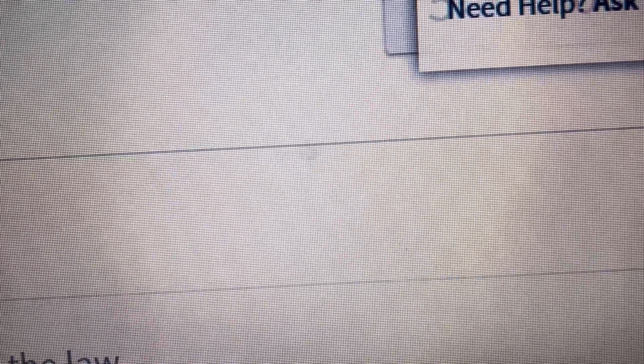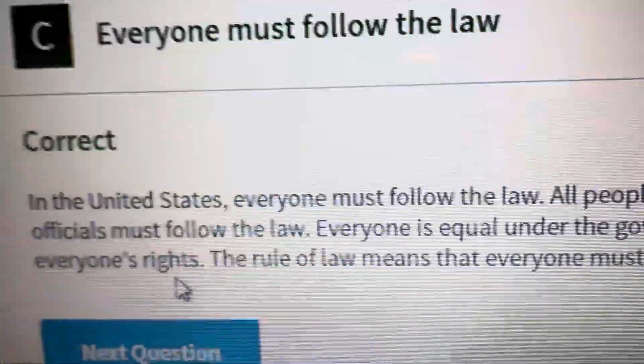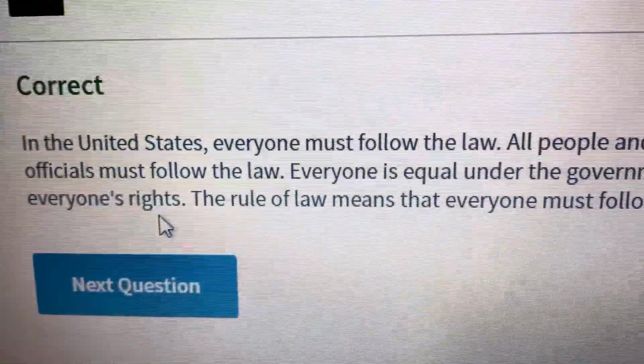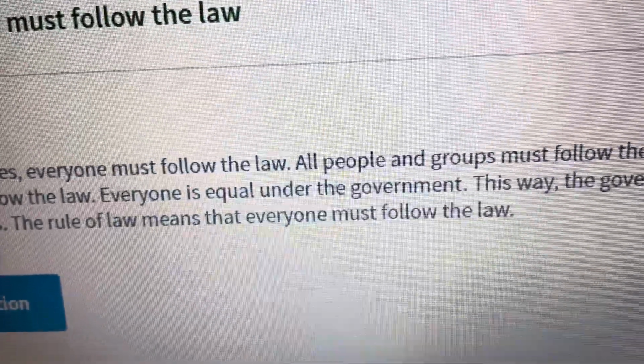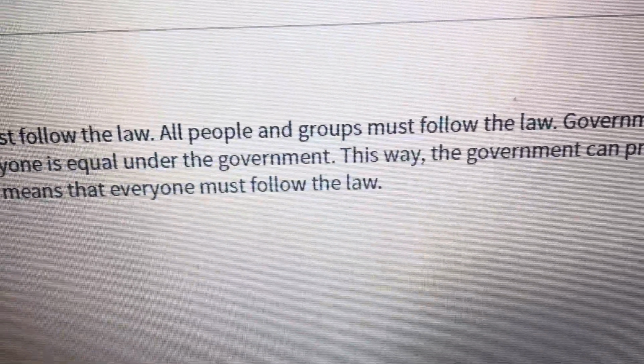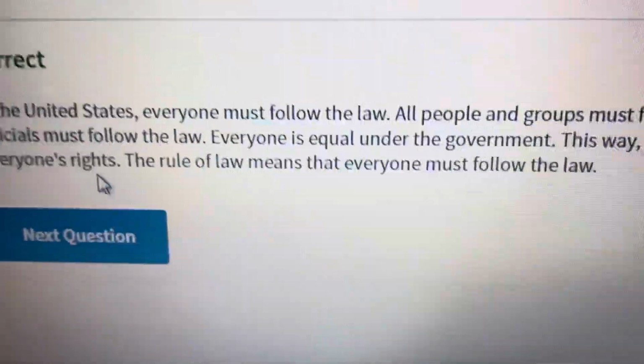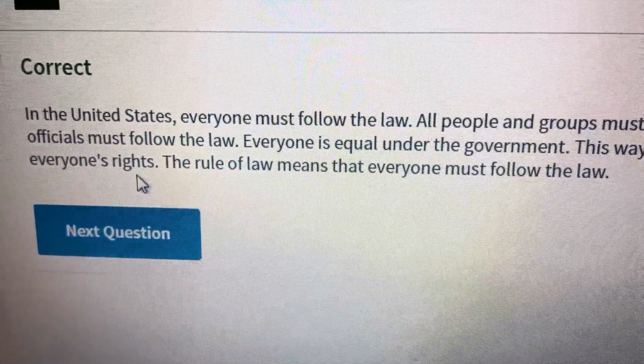A. All laws must be the same in every state. B. Everyone but the president must follow the law. C. Everyone must follow the law. D. Government does not have to follow the law. The correct answer is everyone must follow the law. In the United States, everyone must follow the law. All people in the groups must follow the law. Government officials must follow the law.